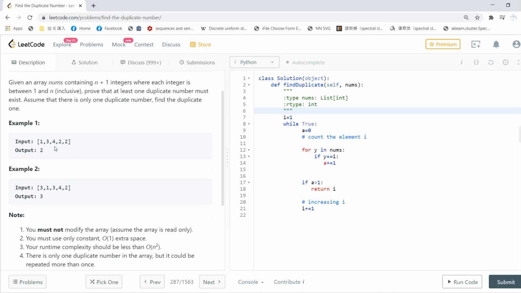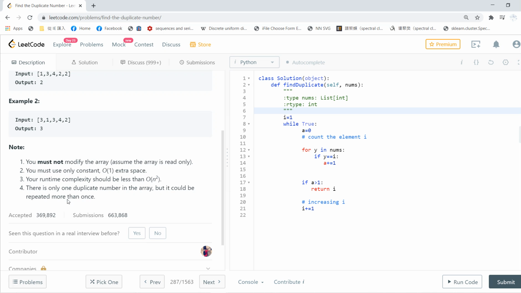So for example, you start from 1 and you find 2 occurs twice, so the answer is 2. And if 3 occurs twice, the answer is 3. You cannot modify the array, and you only have one constant extra space, and your runtime complexity should be less than O(n squared). That's it.